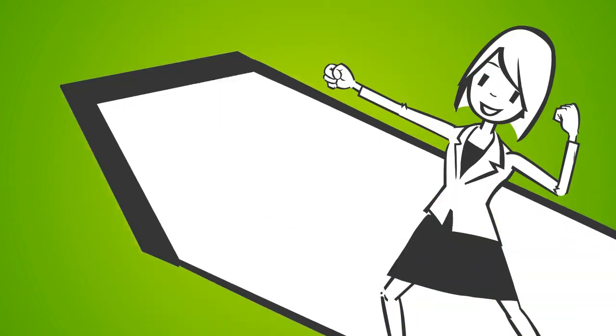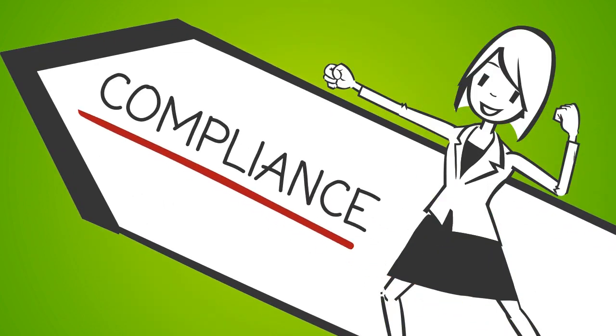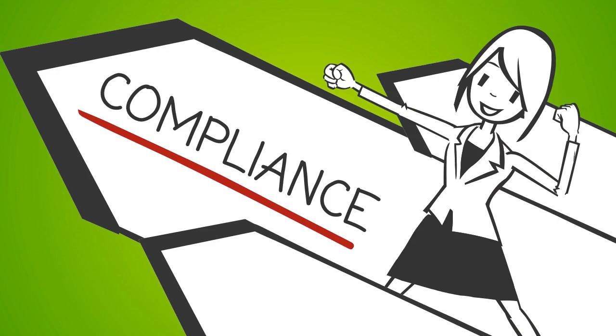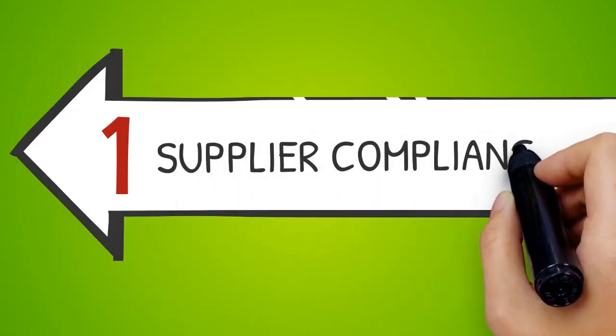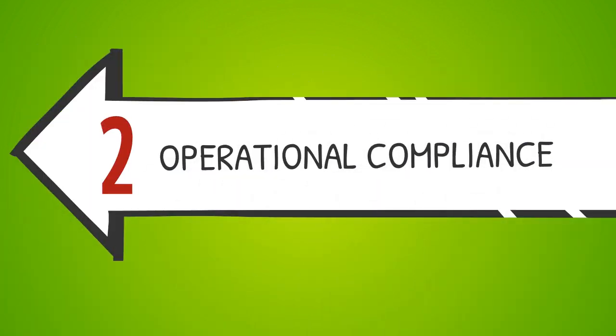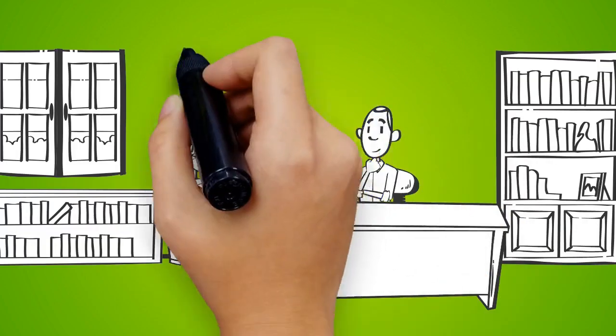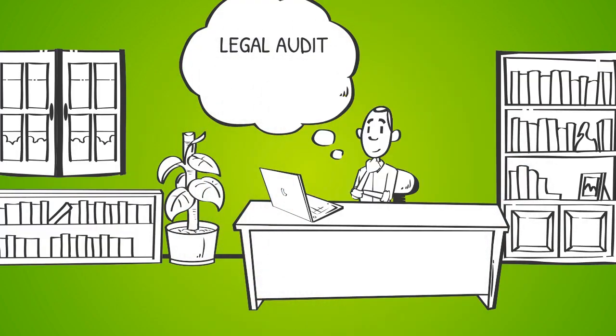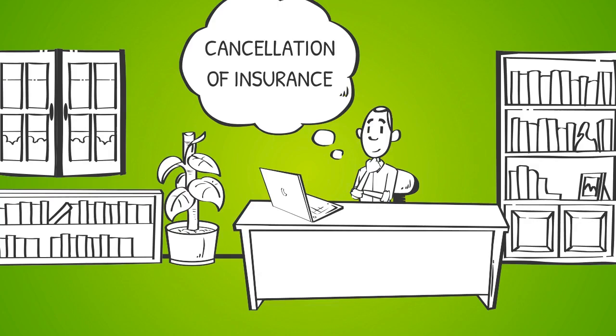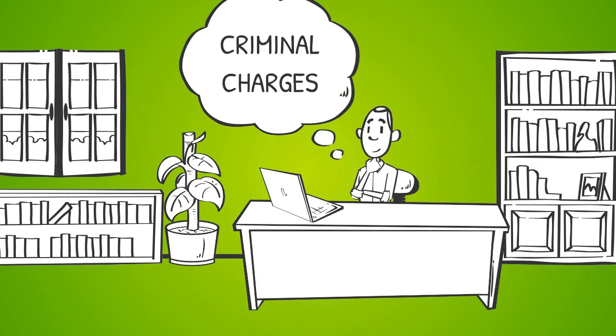An equally important aspect is the management of the contracts with a focus on compliance. Here, a company will focus on supplier compliance, operational compliance, and regulatory compliance. It would be a good idea to do a legal audit on the company every now and then. In particular, all the contracts, as any irregularities here can pose risks to the business, such as fines, cancellation of insurance, possible criminal charges, to name a few.